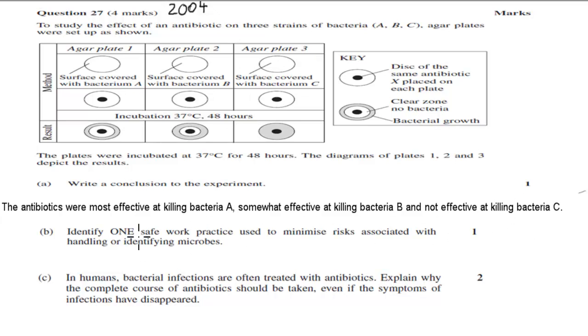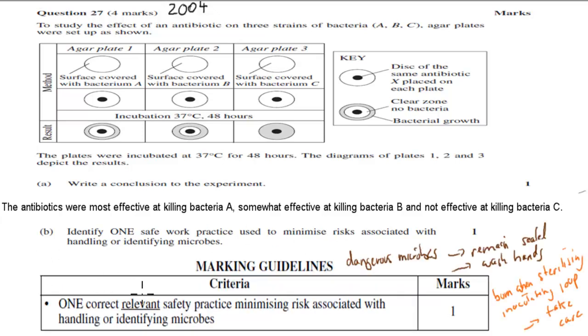Alright, next one is identify one safe work practice used to minimize risk associated with the handling or identifying microbes. So in this case, we have to talk about risk factors, right? The marking guideline says to get your 1 mark out of 1, you have to identify one correct relevant safety practice minimizing risk associated with the handling or identifying microbes. Identifying microbes means the actual experiment of doing it, and the handling part means after you've done the experiment, what do you do with the agar plates, for example, right?